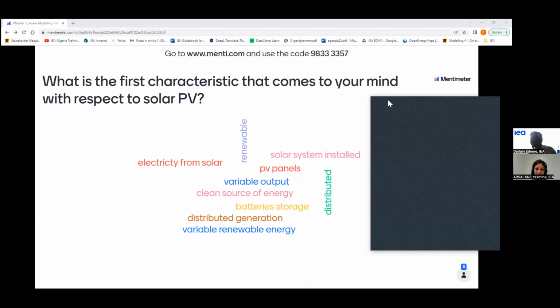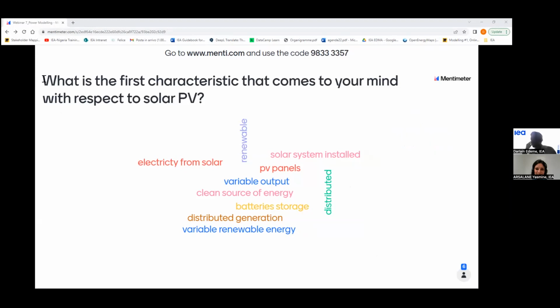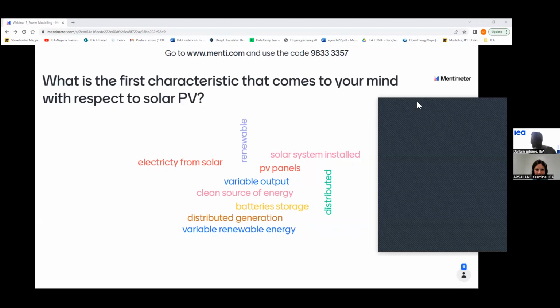In the meantime, I just wanted to close by showing the result of our live polling for the last question we had on menti.com, which was: what is the first characteristic that comes to your mind with respect to solar PV? So we had this kind of word map that came out from what comes to your mind when thinking about solar PV. I also wanted to share it with Yasmin.